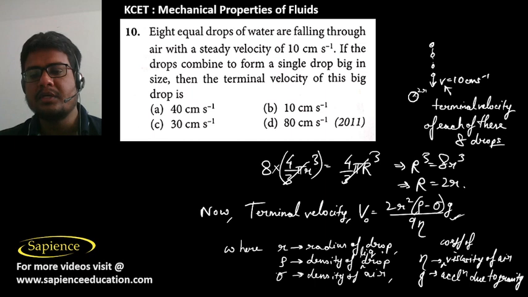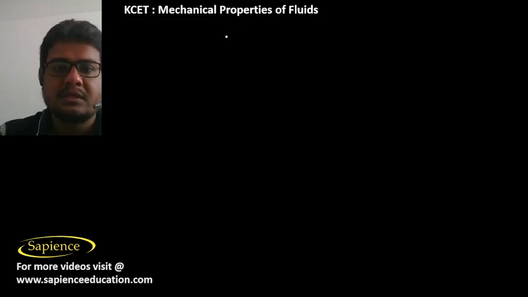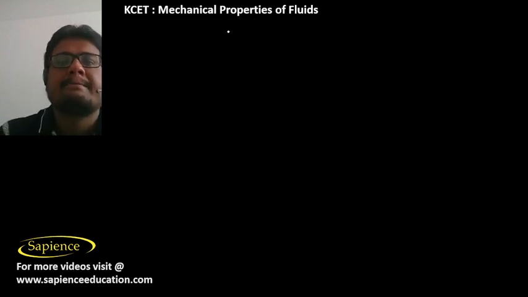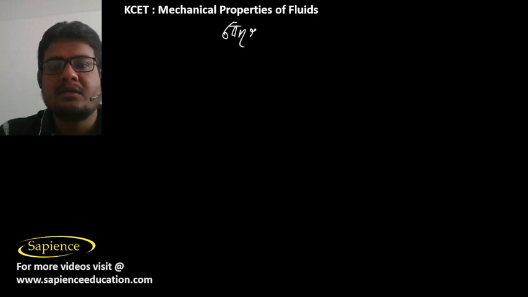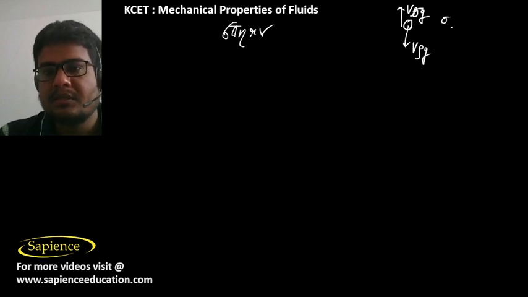But how can we obtain it? Simply we can say that when one drop is falling through the air, then one is the buoyancy force, which is v sigma g, where sigma is the density of air, and the weight of the liquid, that is v rho g, and the force of viscosity, which is 6 pi eta rv, when it is falling down with a velocity v.